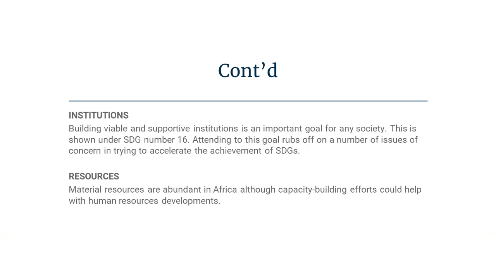Building viable and supportive institutions is an important goal for any society. This is shown under SDG number 16. Attending to this goal rubs off on a number of issues of concern in trying to accelerate the achievement of the SDGs. Resources. Material resources are abundant in Africa, although capacity building efforts could help with human resources development.